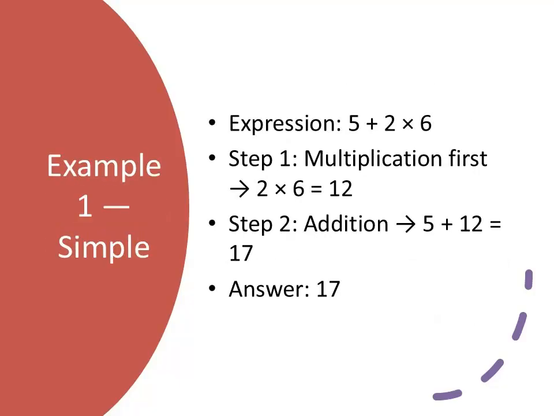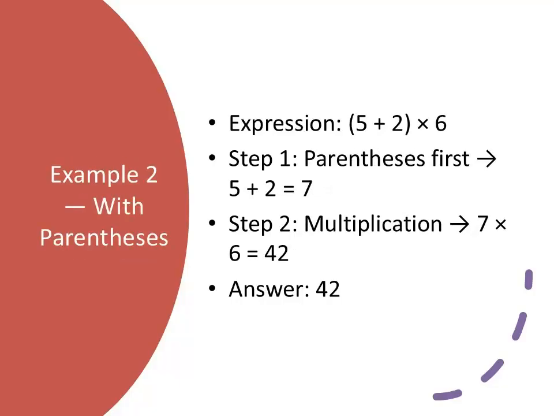Here's our first example. The expression is 5 plus 2 times 6. Let's apply our order of operations. According to PEMDAS, we do multiplication before addition. So first, 2 times 6 is equal to 12. Now the expression becomes 5 plus 12. Finally, 5 plus 12 is equal to 17. The correct answer is 17. Notice, if you had done the addition first, you would have gotten the wrong answer.